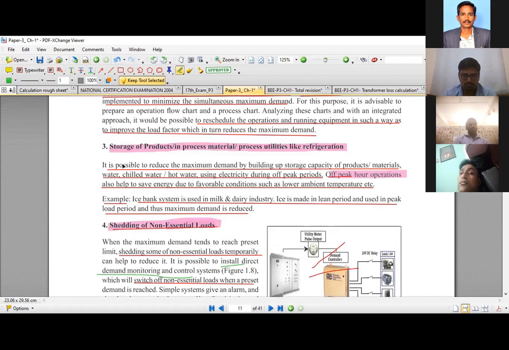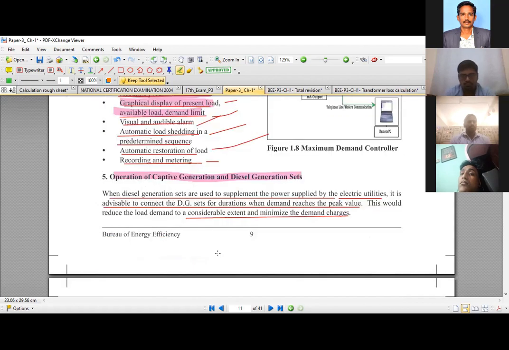Next one, setting the non-essential load. In a power plant you are seeing many motors not running. They will run, but not be used. Then setting the non-essential load, they will not use it 24 hours, just 5 hours, 10 hours. Then again that motor you can utilize for that purpose.